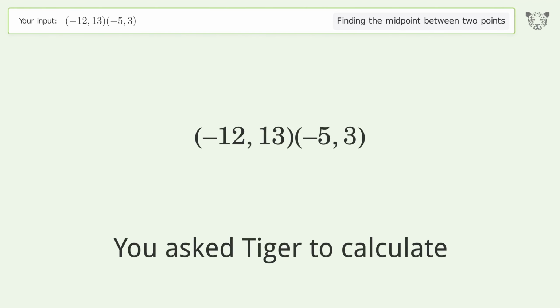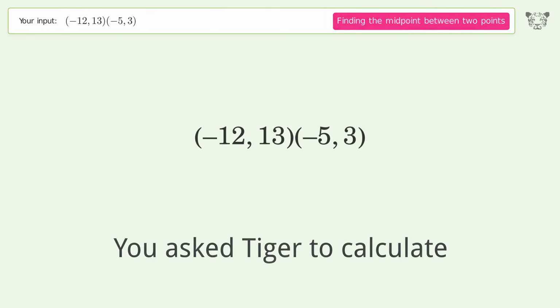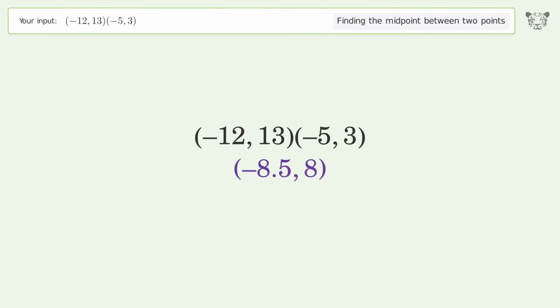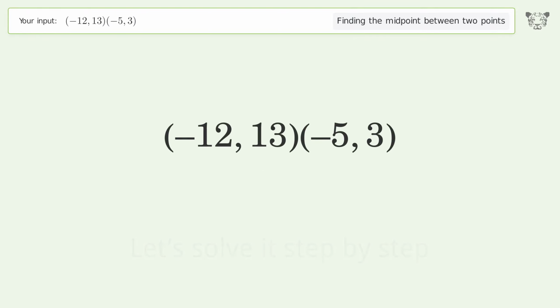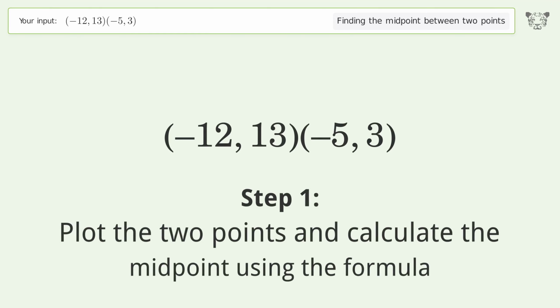You ask Tiger to calculate. This deals with finding the midpoint between 2 points. The midpoint between the 2 points is negative 8.5, 8. Let's solve it step by step. Plot the 2 points and calculate the midpoint using the formula.